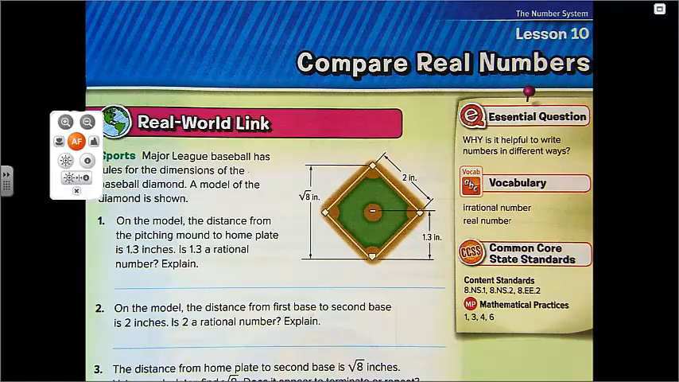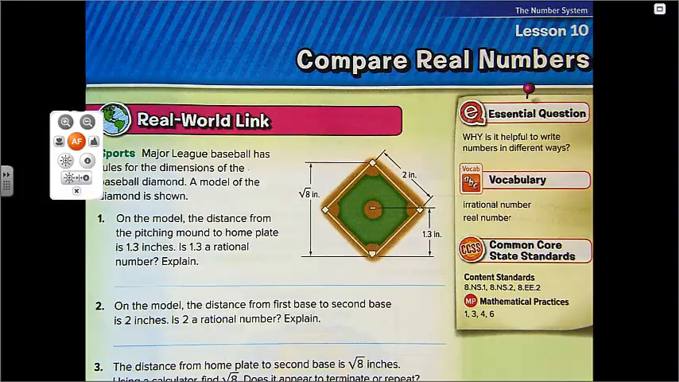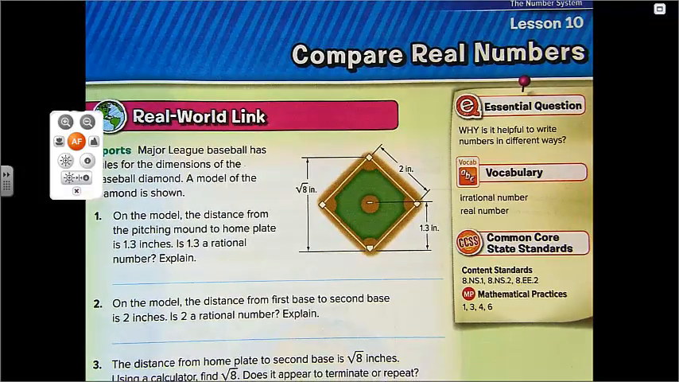This is talking about comparing real numbers. This entire unit has been talking about rational numbers and what a rational number is. Hopefully you remember that a rational number is any number that can be turned into a fraction. Likewise, if you're talking about decimals, a rational number has a definite end, or it repeats. If it doesn't have a definite end or it doesn't repeat, then it is not a rational number. That's what we've been talking about this entire time.